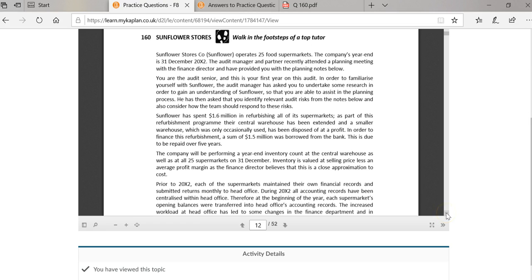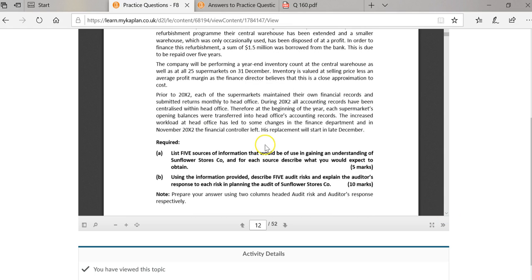This organization called Sunflower has a number of predominantly non-current asset risks, and well, asset risks really. Some business on their refurbishing of some of their supermarkets, their inventory, and some control issues in terms of the financial records. So before we look at the answers, I'll go through your work.